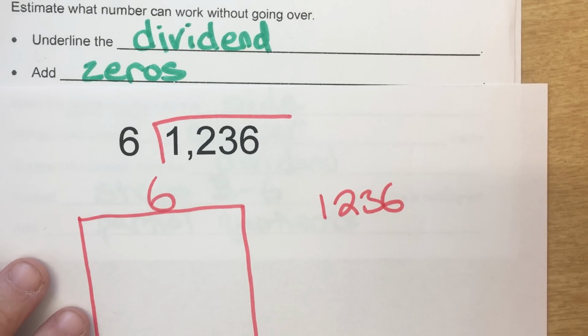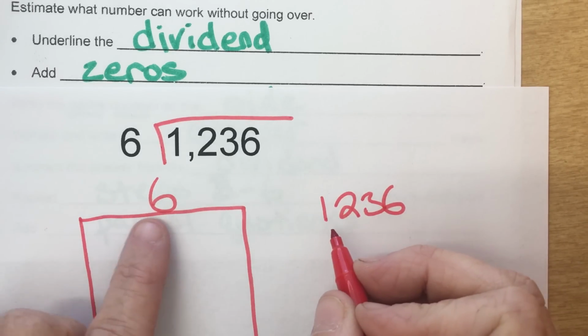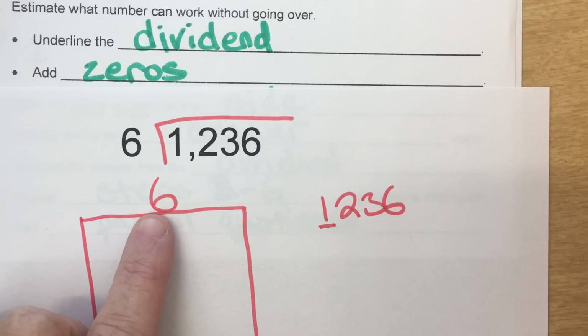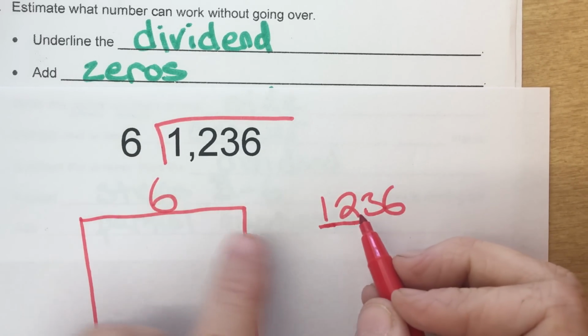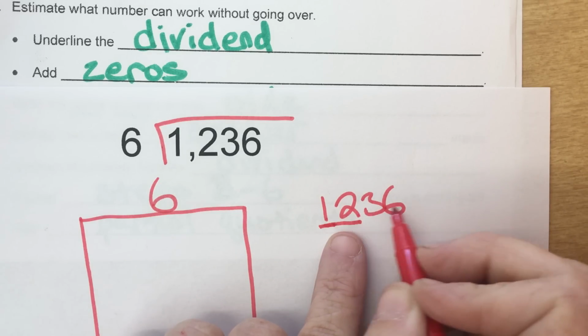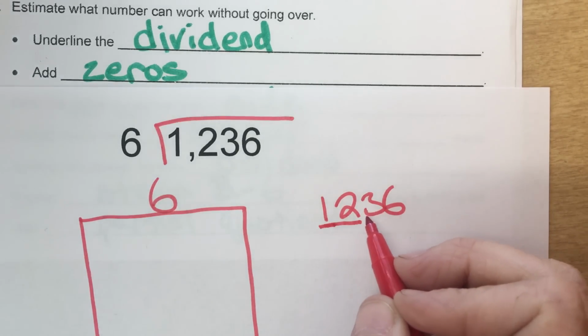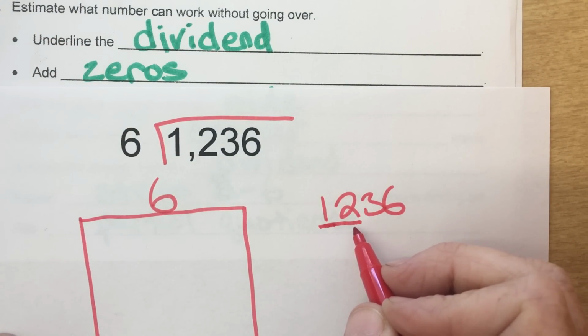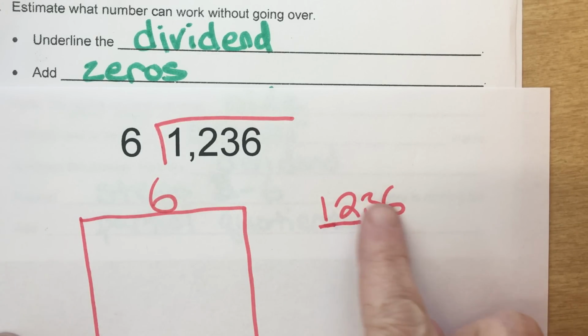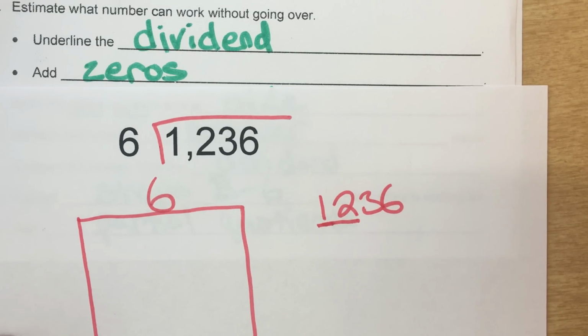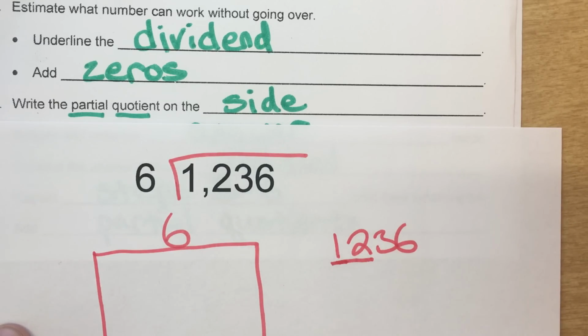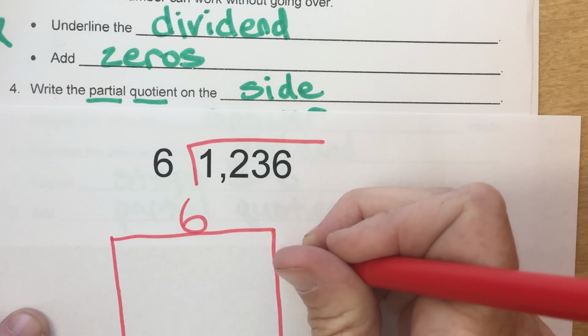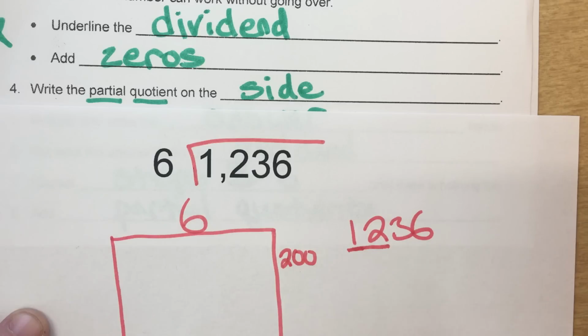1,236. So I'm going to underline the dividend. Can 6 go into 1? No. Can 6 go into 12? Yes. 6 can go into 12 how many times? 2 times. But because there's 2 extra spots outside, it's actually going to be 200. 6 can fit into this 200 times. So I'm going to write that partial quotient, or answer, on the side. So 6 can fit into that 200 times.